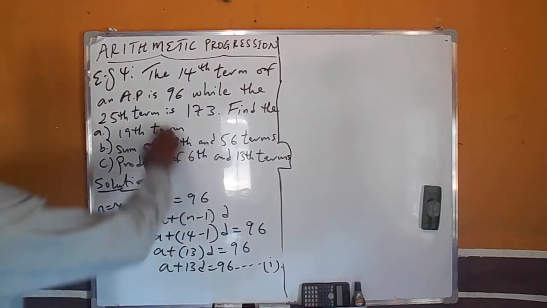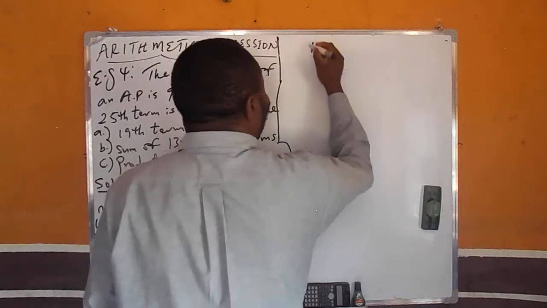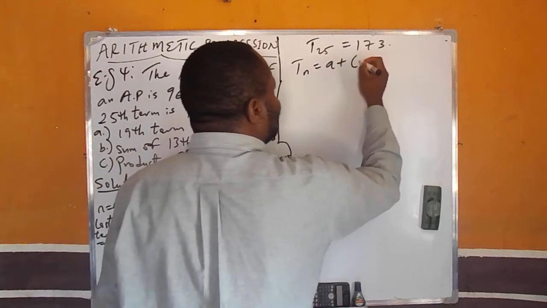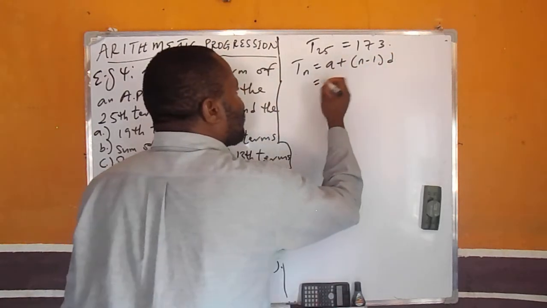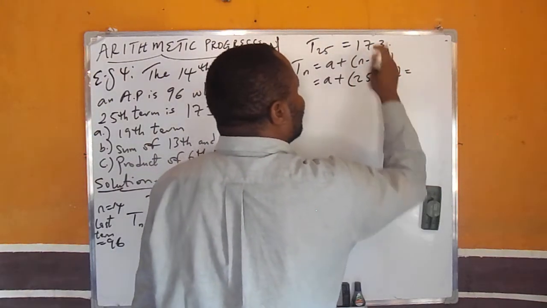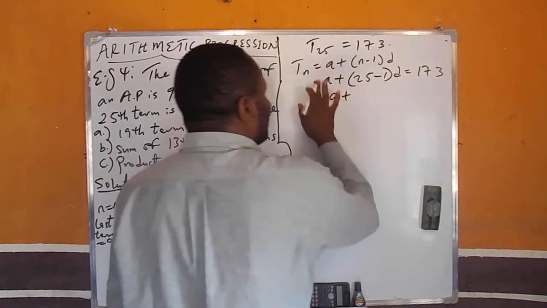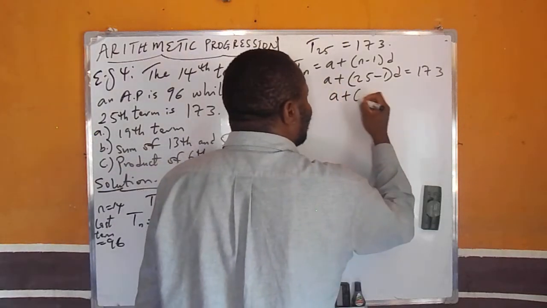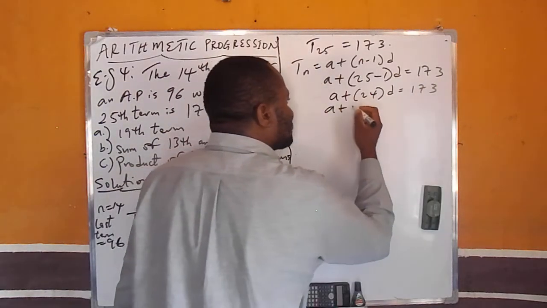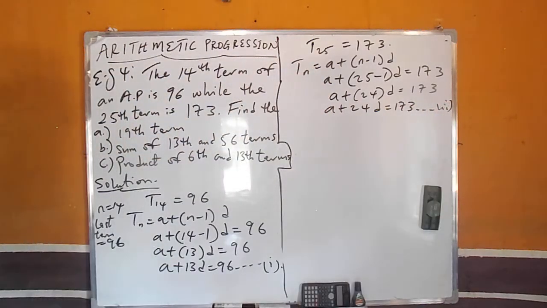We now move further by saying the 25th term is 173. The 25th term, T25, equals 173. We say Tn equals A plus (n minus 1) D, which equals A plus (n, which is 25, minus 1) D equals the last term, 173. In bracket 24, D equals 173. That will give you A plus 24D equals 173. That is our equation 2.